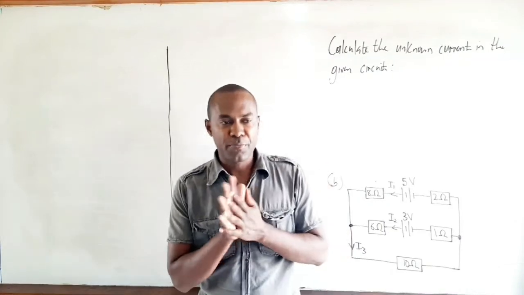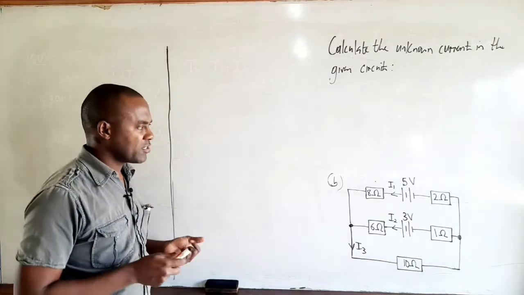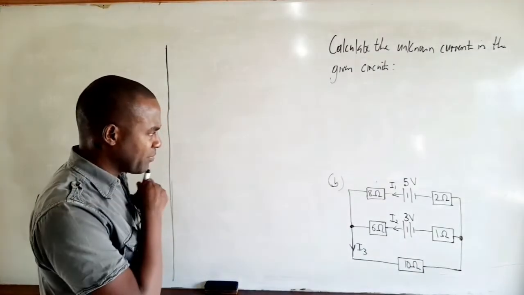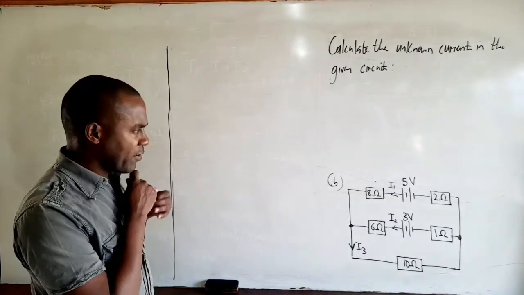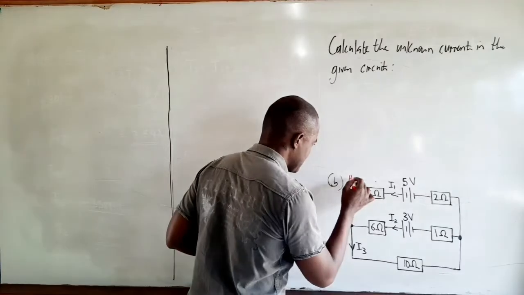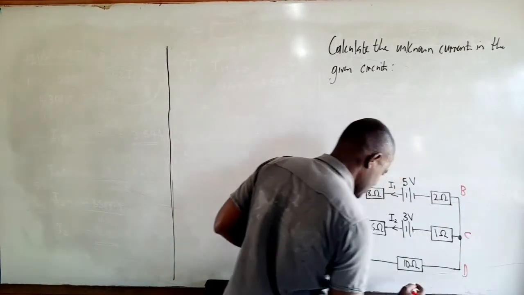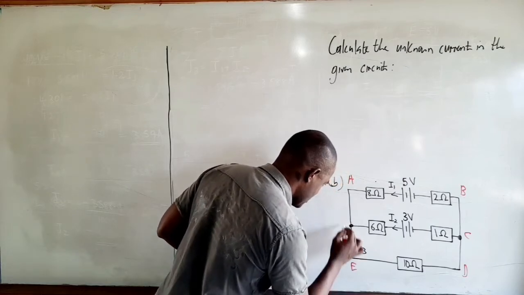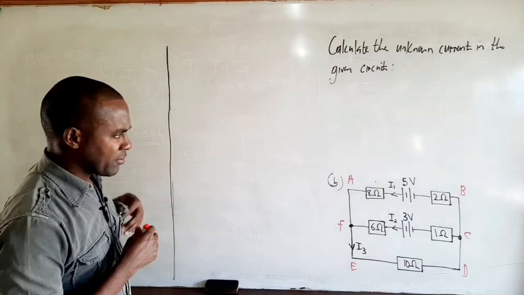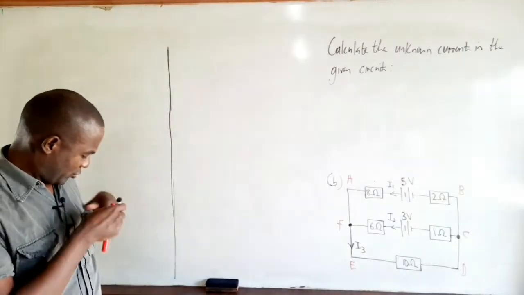So let's look at circuit B. For circuit B, we want to apply Kirchhoff's laws to find the unknown currents. As before with circuit A, the first thing we'll do is label our circuit. So we'll label it A, B, C, D, E, and F. Now after labeling the circuit, we'll choose the first loop to traverse.